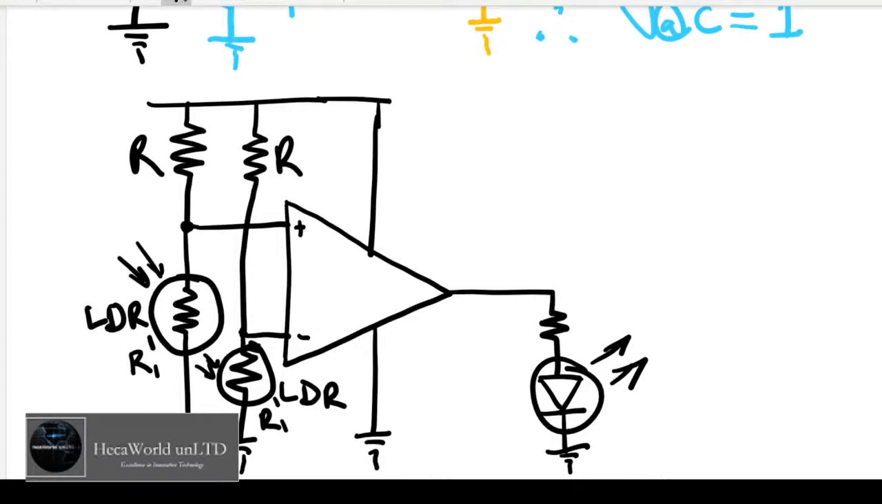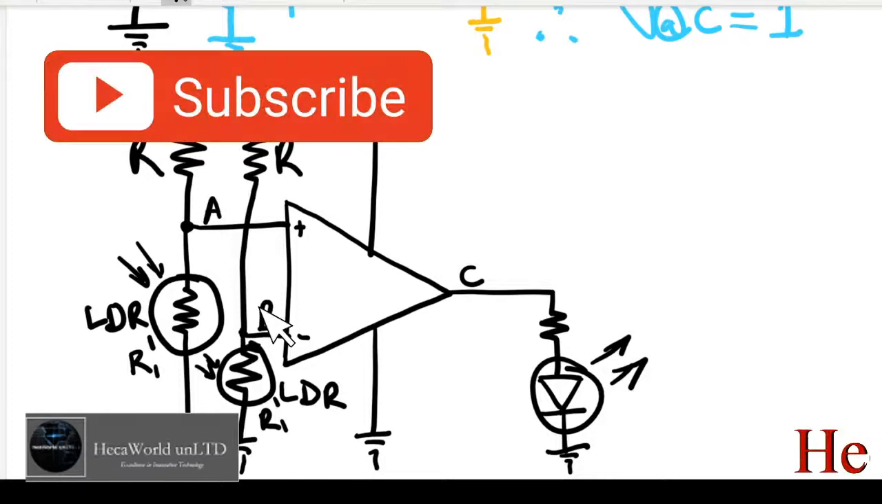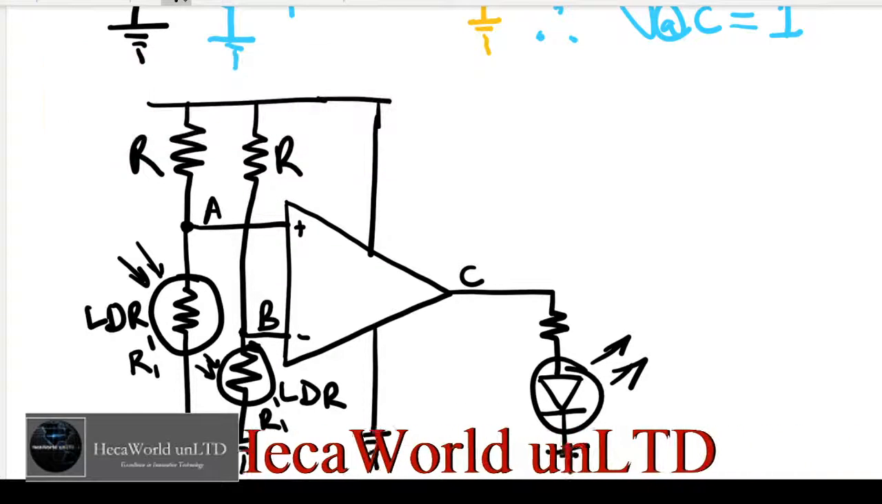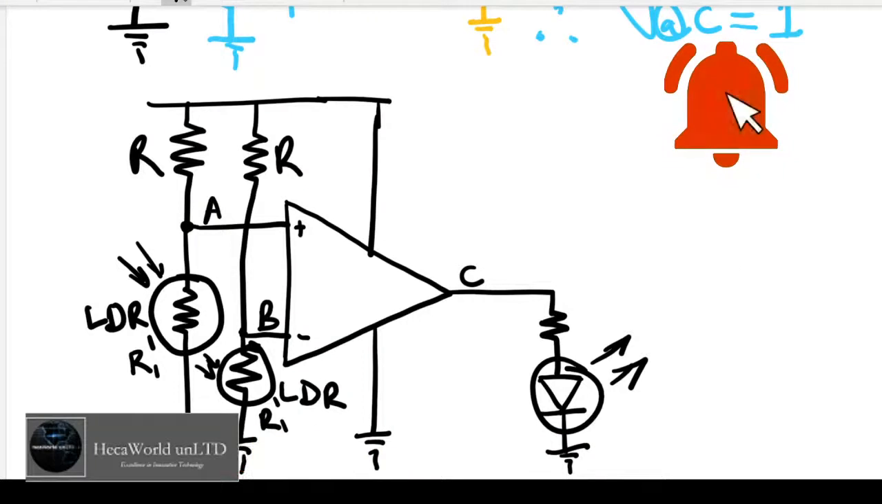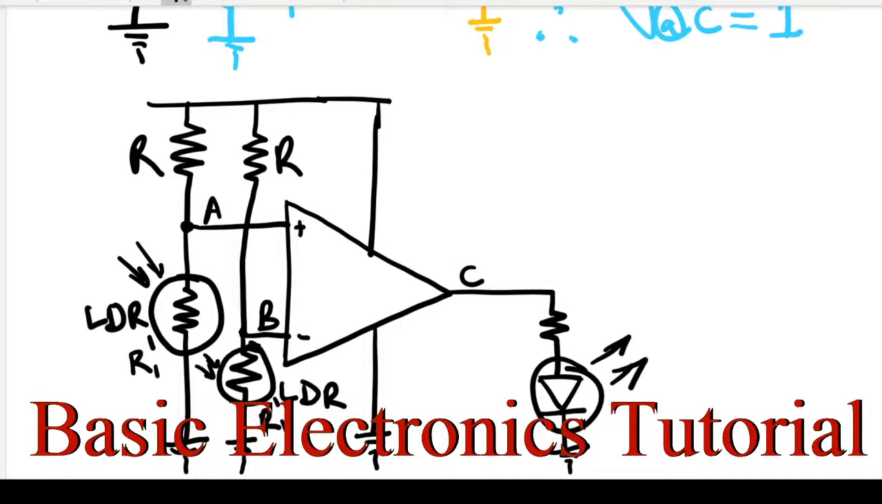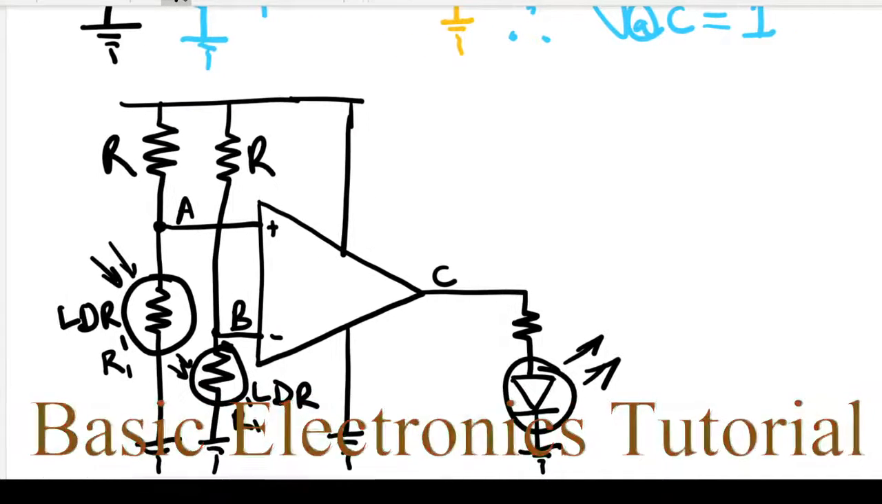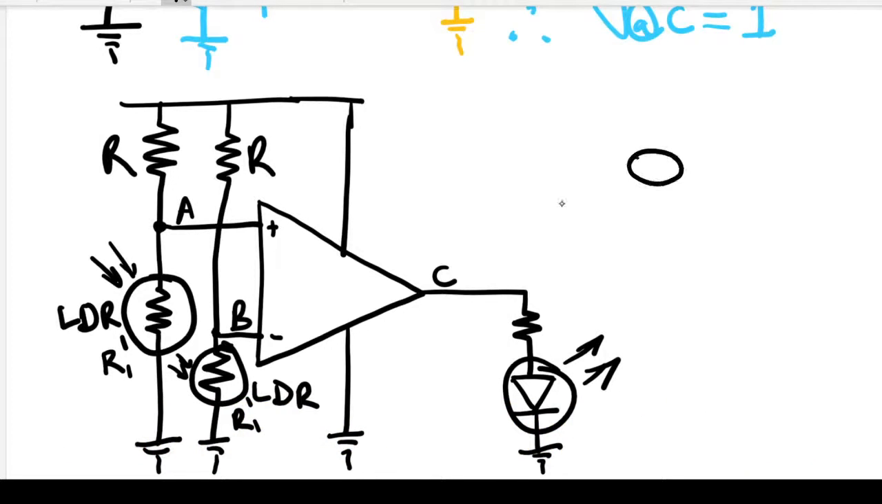Then, depending on the light falling on them, the voltage at A changes. Remember, this is our point A. This is our point B. This is our point C. The voltage at point A and point B will depend on the value of the LDR. As long as you get the same values here, and the light falling on them is the same, actually you don't have to ensure anything. Just have the two photoresistors, which will look something like this.